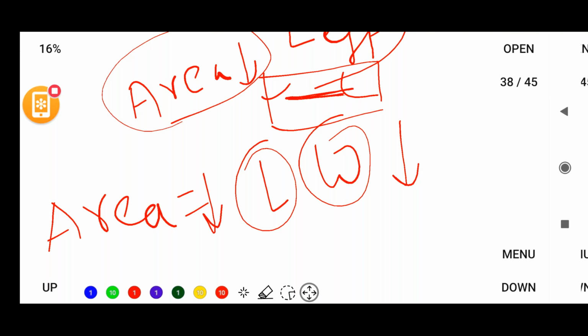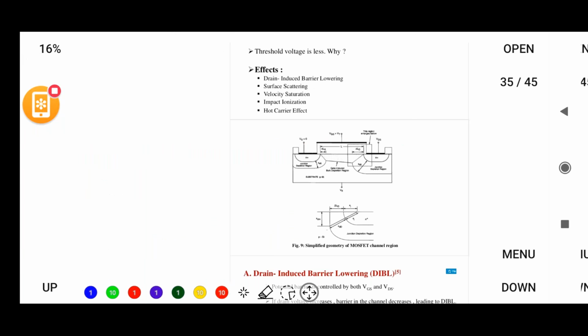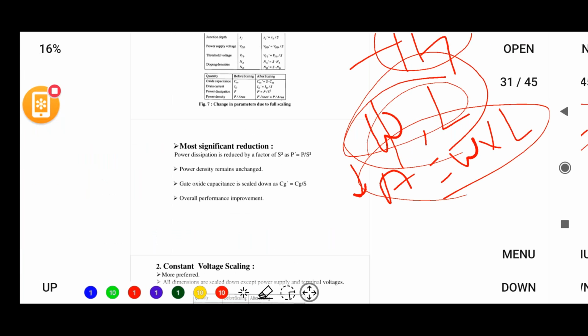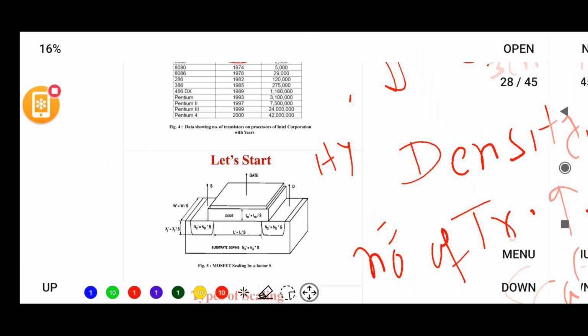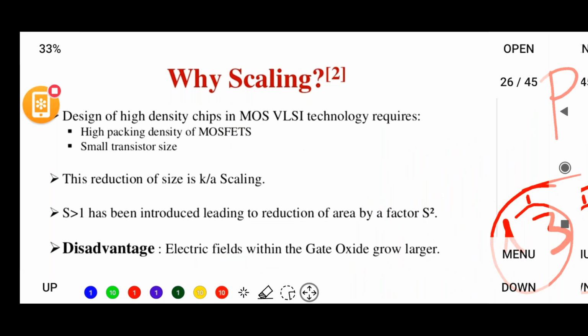Okay, so now we go for the technology: how to reduce the transistor size. That is a very important point, because everything is based on the transistor size. If your transistor size is smaller, then you can fabricate more transistors in a small area. So that is the concept. Today we learn this concept, and if you learn it, then you can reduce your transistors and also reduce the area of your chip, whatever your chip is.